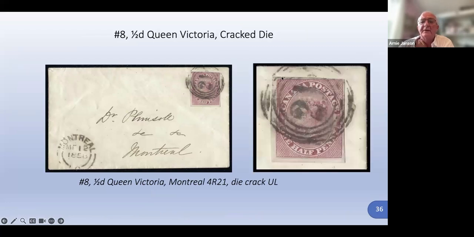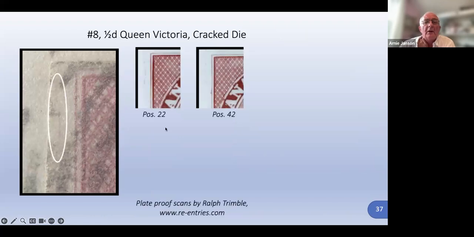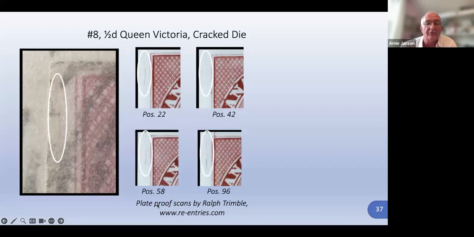here's an interesting one. We can't see it very well, but in a close-up, we'll look at it. It's right here. We can see a cracked die on this. If we look at Ralph Trimble's website again, reentries.com, we see position 22 has it. Position 42 has it, right there and there. And 58 and 96 have it on these proof scans.